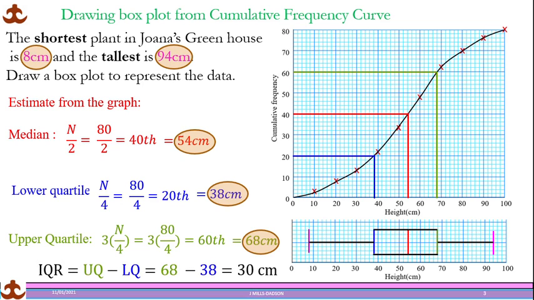Before we do that, the interquartile range, as usual, is the upper quartile minus the lower quartile, which gives us 68 minus 38, and that's 30 centimeters.